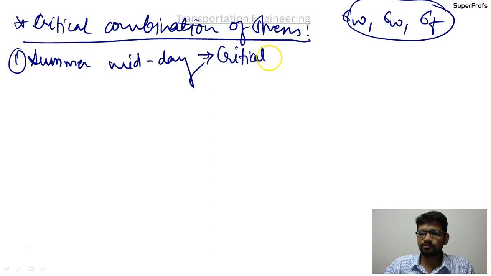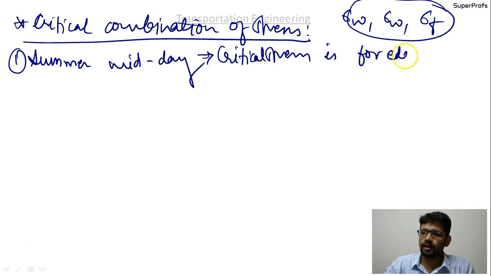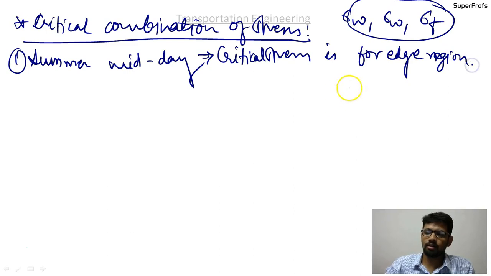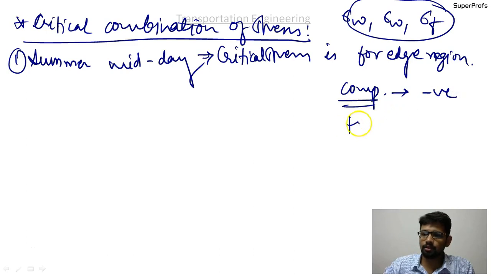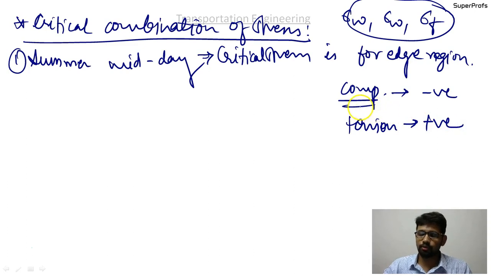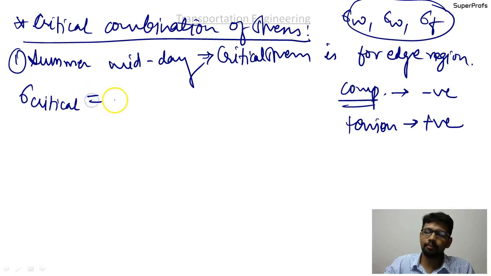Critical stress is for the edge region, and we will be following the sign convention. Compression we will be showing as negative and tension we will be showing as positive. Tension is positive and compression is negative. So sigma critical during the summer midday will be at the edge.